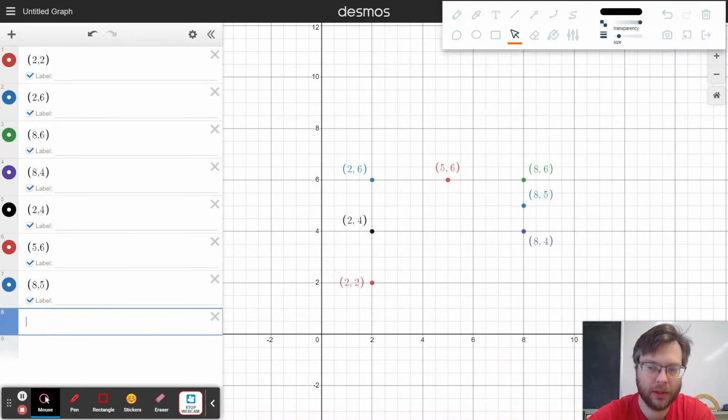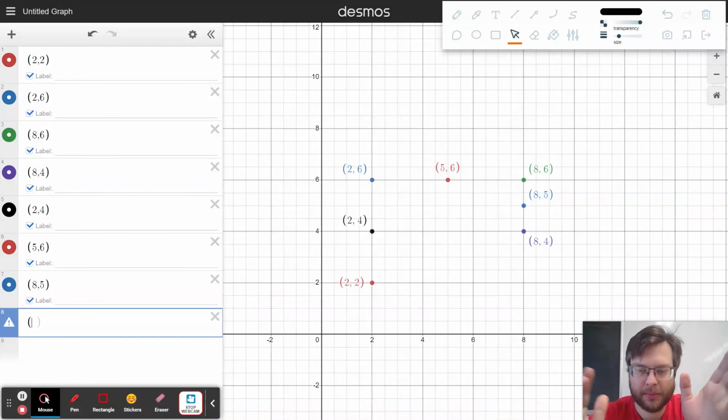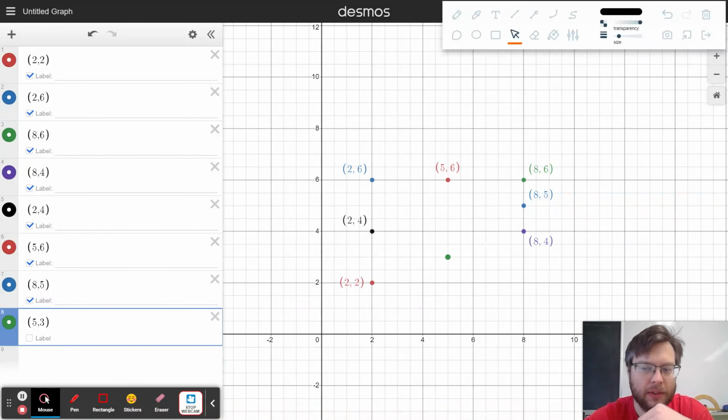Last one's a little bit harder, but you can just think of it as two separate problems. Halfway between 2 and 8 means 2 plus 8 is 10. Divide by 2, you get 5. Look at the y values. 2 plus 4 is 6. Divide by 2 is 3. And you can see that those are the 4 different midpoints.